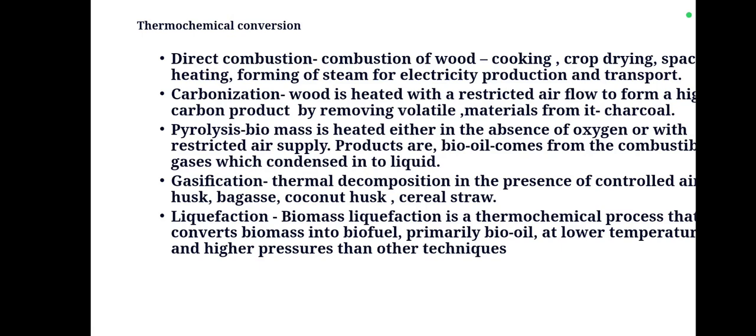The next method is carbonization. What is meant by carbonization? Wood is heated with a restricted airflow to form a high carbon product by removing volatile material from it. Example, charcoal. The next thermochemical conversion method is pyrolysis. Biomass is heated either in the absence of oxygen or with restricted air supply, which is called the pyrolysis process. It produces bio-oil, from combustible gases which are condensed into liquid.